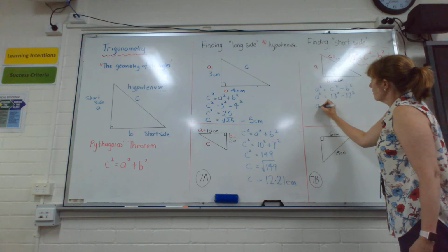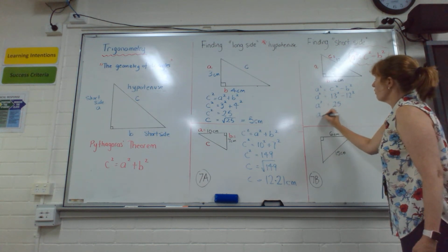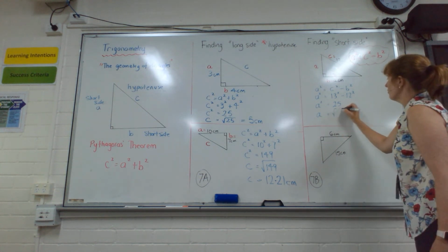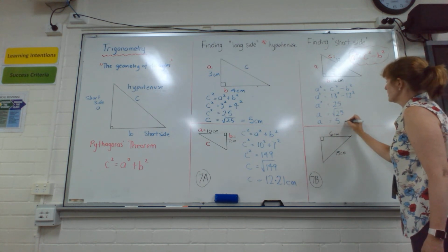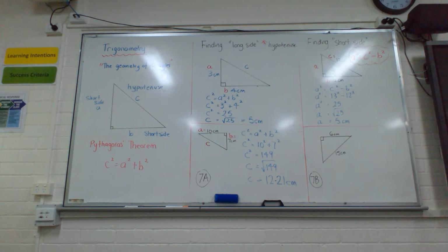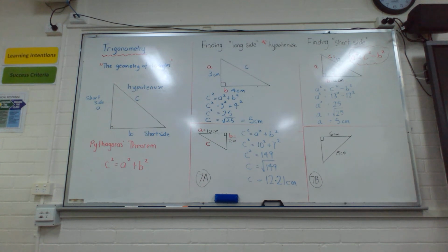So we do that on our calculator. We get A squared equals 25. Now if A squared equals 25, you may not even need your calculator for that one. The square root of 25 is 5. So A is equal to 5. And once again, we're going to remember to put units on the end. So that's when we have to find the short side. We use this version of the theorem.